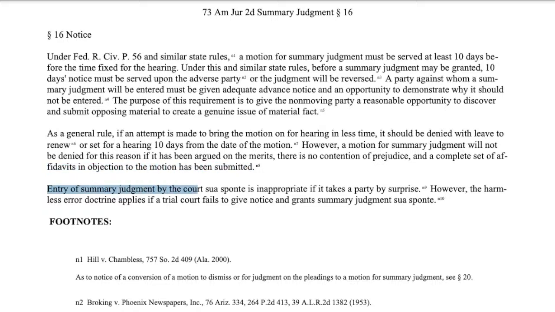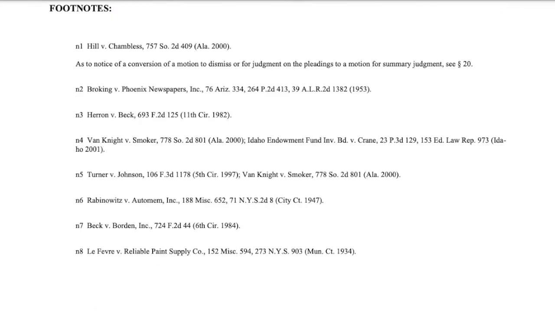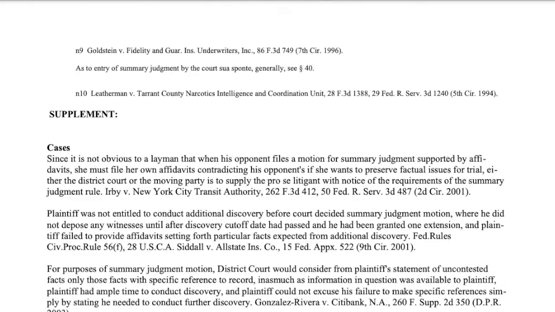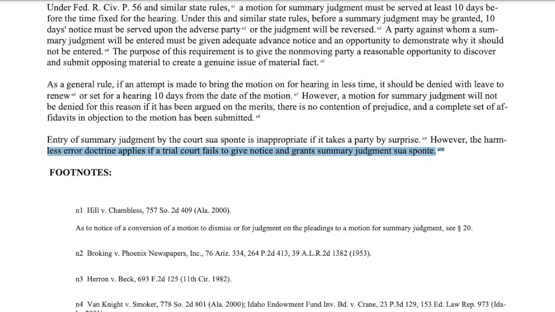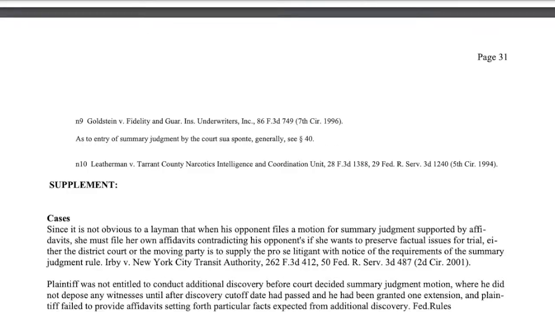Entry of summary judgment by the court, sua sponte, is inappropriate if it takes a party by surprise. However, the harmless error doctrine applies if the trial court fails to give notice and grants summary judgment sua sponte. So sua sponte is just on the court's own decision, on their own, spontaneously.